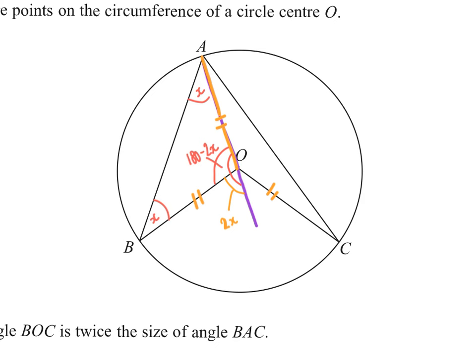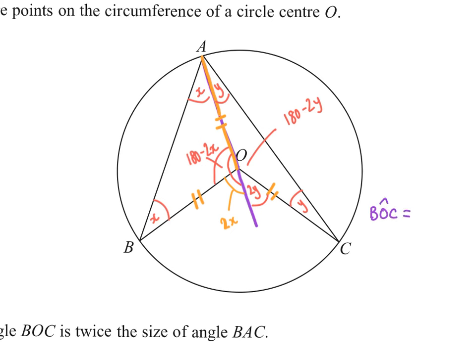Now, all we've got to do in the other diagram is choose another letter, and we can call this y here. So this is y for the same reason as before, isosceles. So this angle here is 180 minus 2y. So this one is just going to be 2y for the same reason as before: angles on a straight line are 180. So what do we get for the angle BOC?